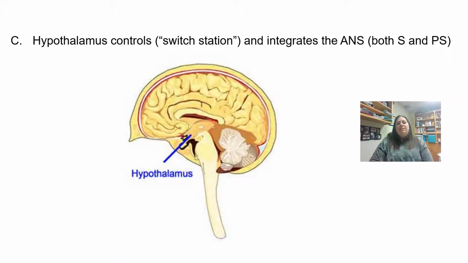The last thing here, guys, is you need to know that the hypothalamus does control and integrate the autonomic nervous system. It's like the switch station. The hypothalamus contains a lot of those areas for homeostasis, and so it's going to determine if the sympathetic or parasympathetic needs to be in charge at that time. So it's monitoring both of those subdivisions of the autonomic nervous system.